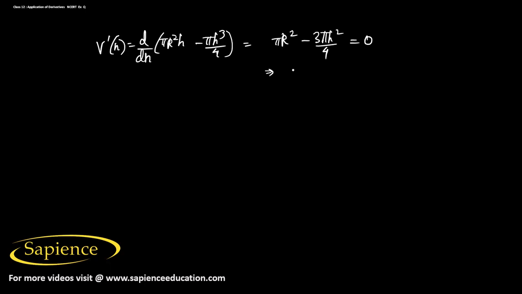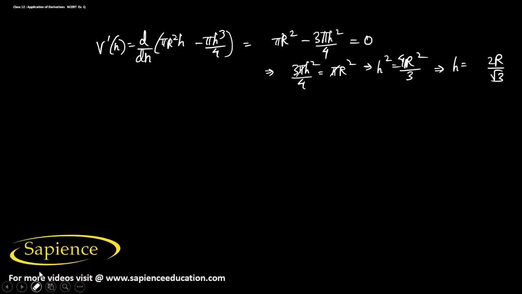So therefore, 3 pi h square by 4 should be equal to pi r square. Pi will cancel, so h square will be equal to 4r square by 3. So therefore, h will be equal to plus or minus 2r by root 3. But the height cannot be negative, so only the positive value we have to take. So h should be equal to 2r by root 3. And so V'(2r by root 3) is 0.